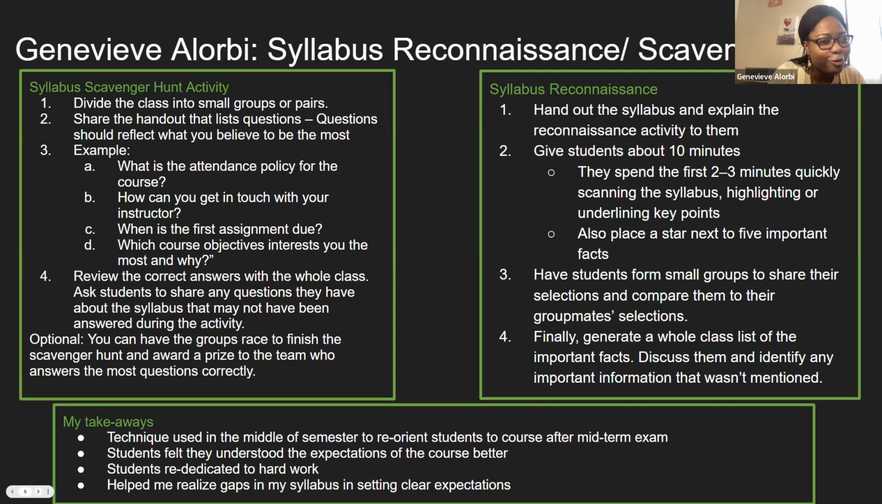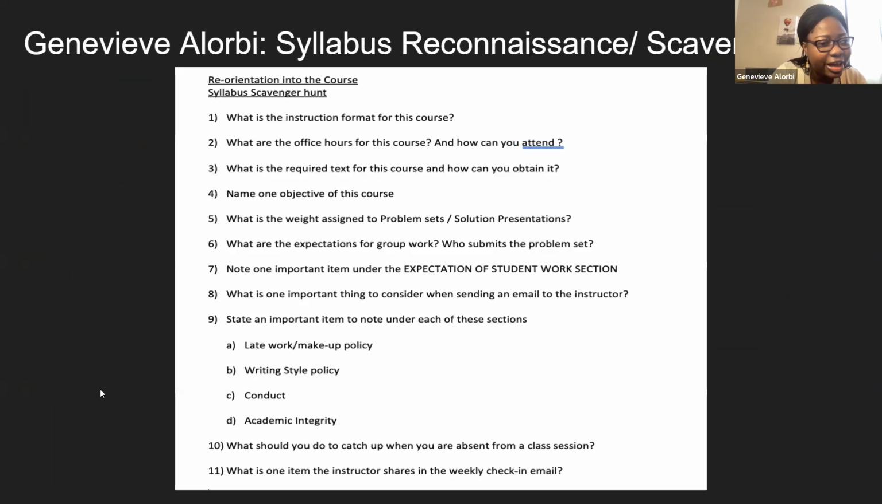Okay, the next slide shows some of the questions that I had asked, which were more specific to my course. Like, what are the office hours, how can you attend, name one objective of this course, what is the weight assigned to problem sets and solution presentations, because I have groups who present, and who submits the problem set individually. So something that's specific to your course.